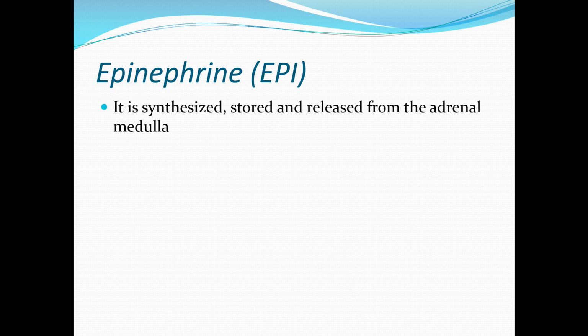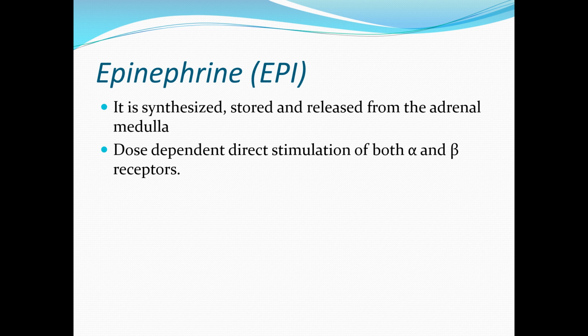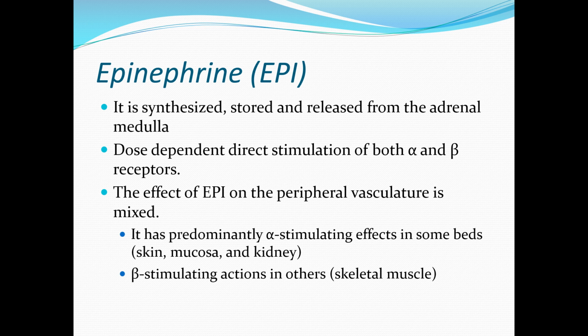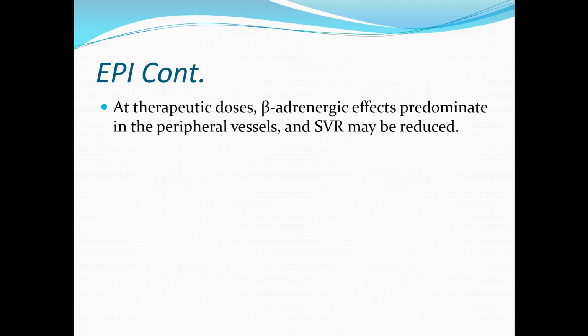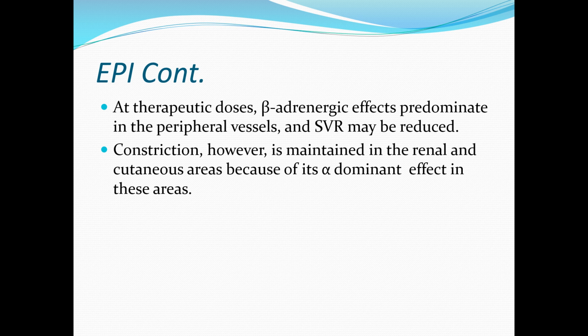What about epinephrine? It is synthesized, stored, and released from the adrenal medulla, with dose-dependent direct stimulation of both alpha and beta receptors. Its effects on the peripheral vasculature are mixed, and it has predominantly alpha effects in some vascular beds like skin, mucosa, and kidney, and beta stimulating action in other tissue like skeletal muscle. At therapeutic doses, beta-adrenergic effects predominate in the peripheral vessels and systemic vascular resistance may actually be reduced. Constriction, though, is maintained in the renal and cutaneous areas because of its alpha-dominant effects there.